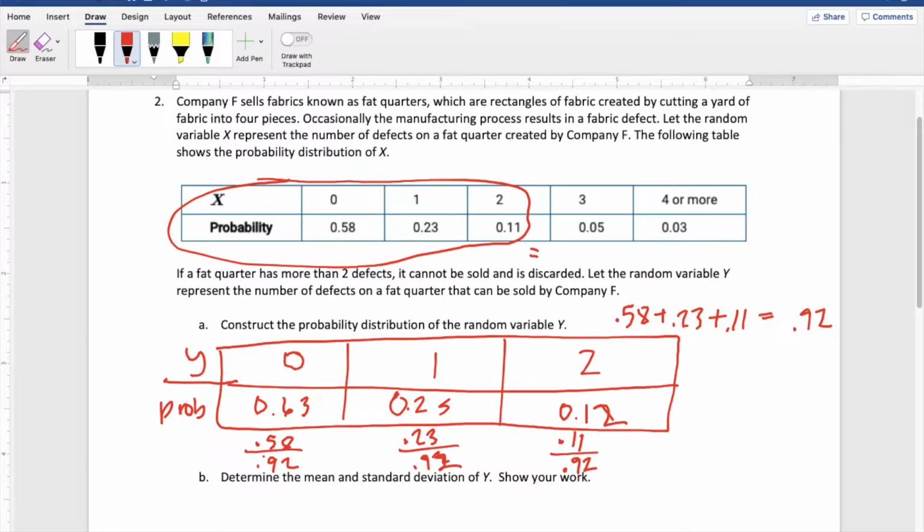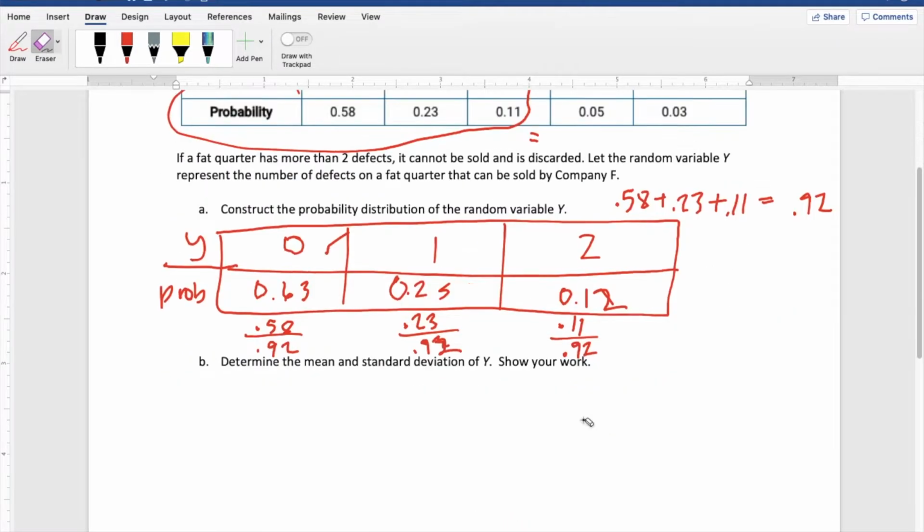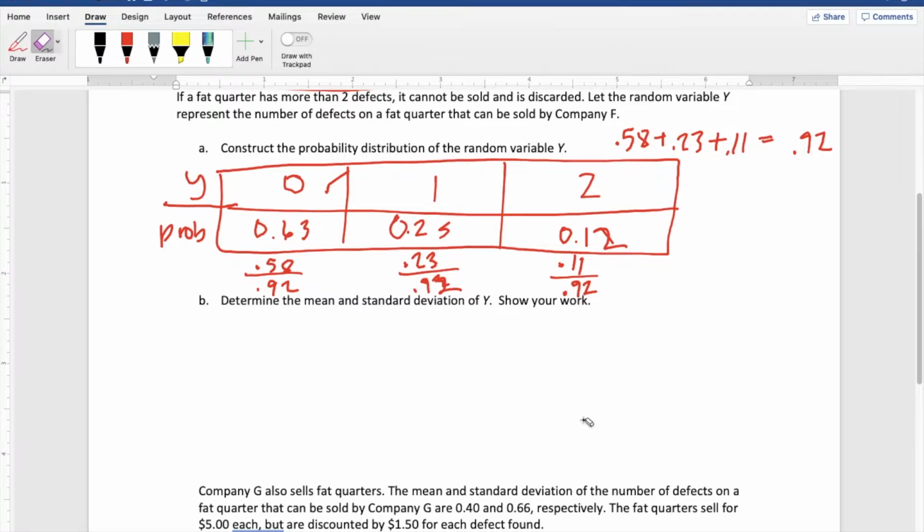So that would be my probability distribution for the variable y. Side note, in terms of grading, if you at least identified or drew a table realizing that you need to only be looking at 0, 1, and 2, but your bottom row probabilities were incorrect, you would still get at least partial credit. So just keep that in mind. Never leave things blank. Always put something. If you have some idea of what you should do, then you can do that.